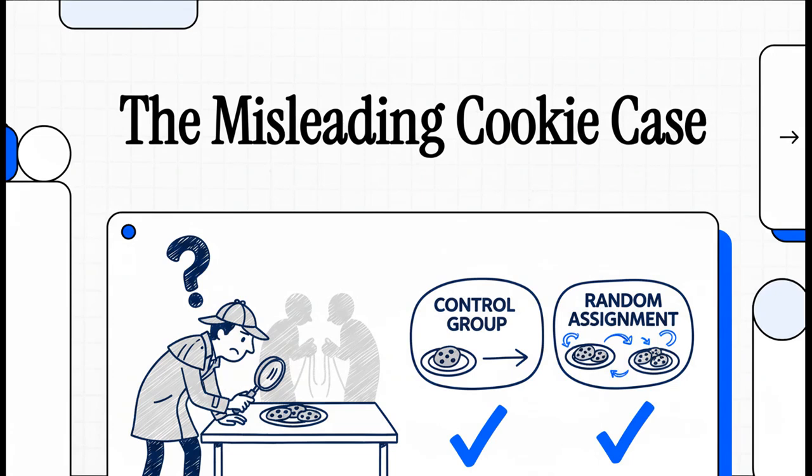You ever look at a statistic or a study and just get a feeling that you're not seeing the whole picture? Well, today, we're putting on our detective hats. We're going to dig into how researchers find the real story behind the data using a powerful tool called experimental design. And our first case is about a cookie.